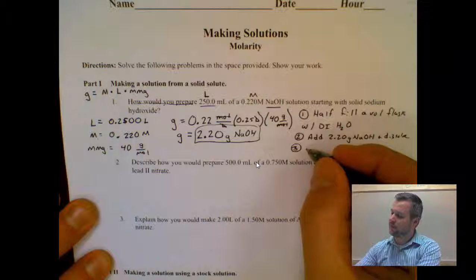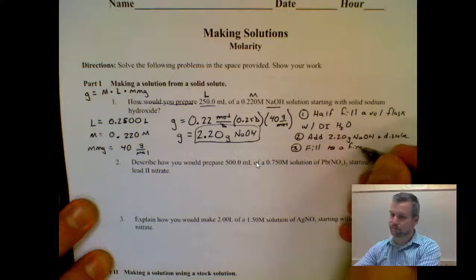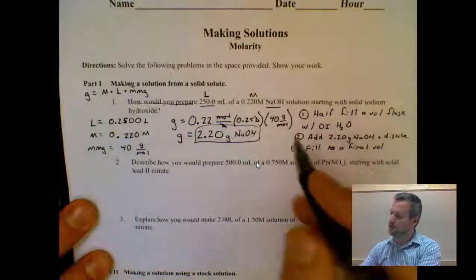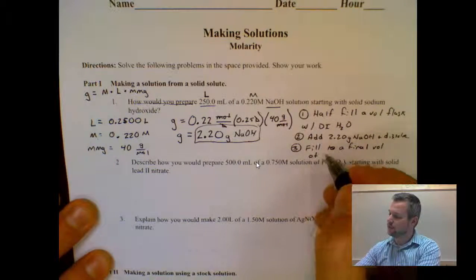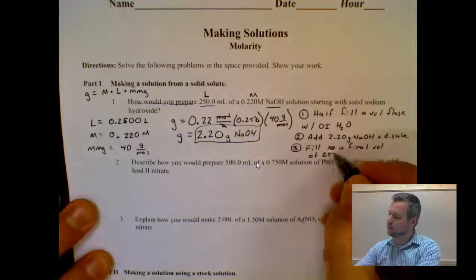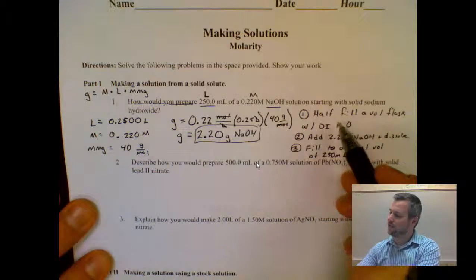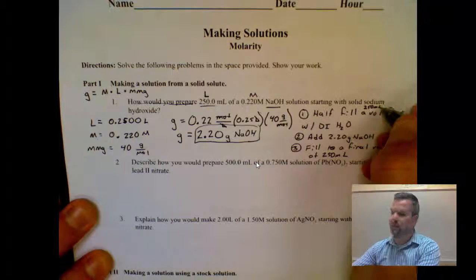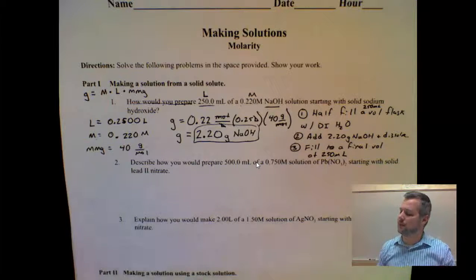Number 3, fill to a final volume of whatever it says in your problem, to a final volume of 250 milliliters. And an even better answer would be half fill a 250 milliliter volumetric flask, being descriptive there. So that's how you would answer a problem like number 1.